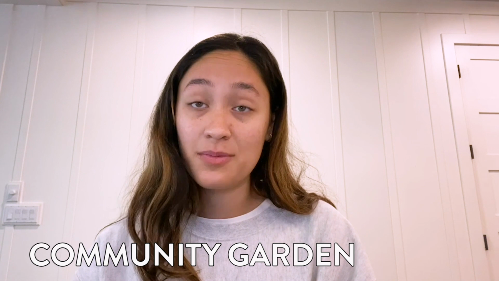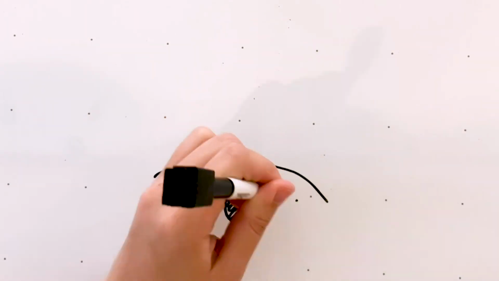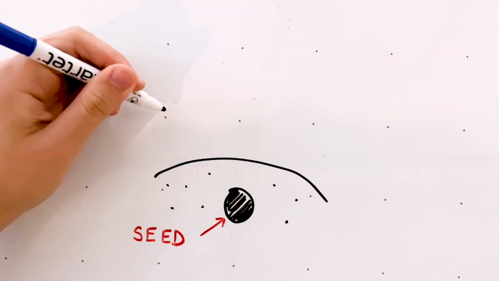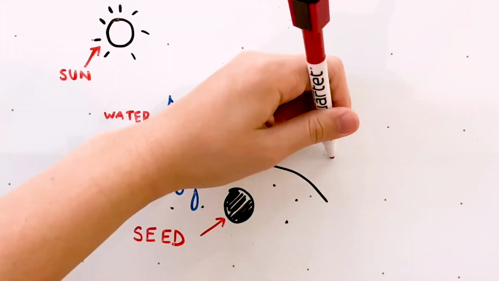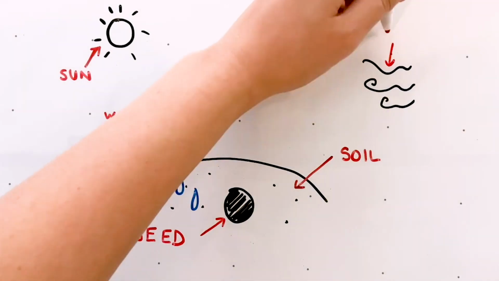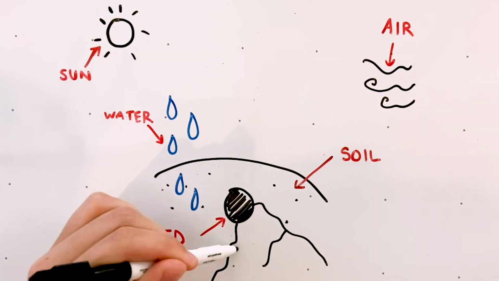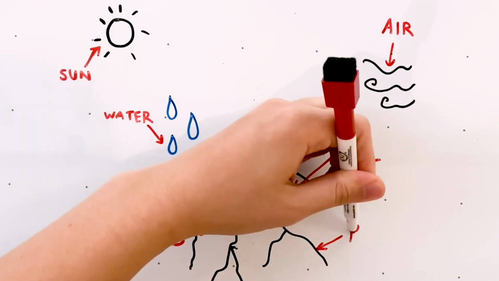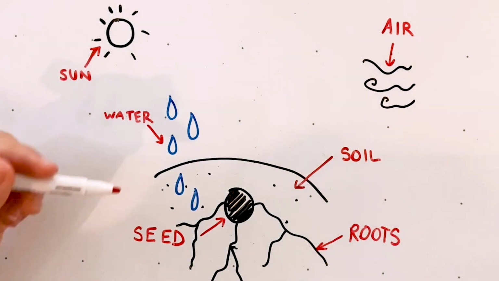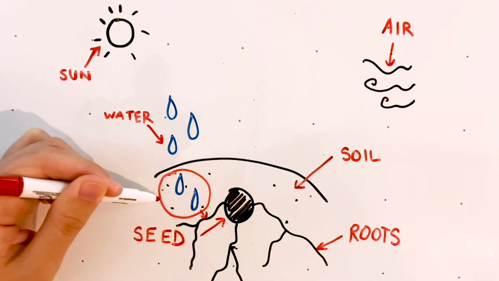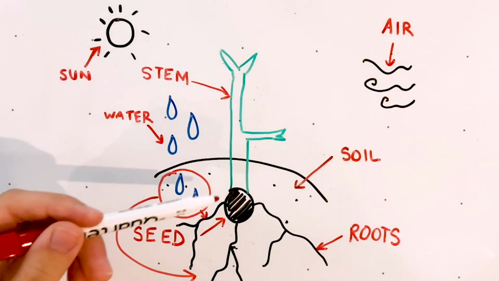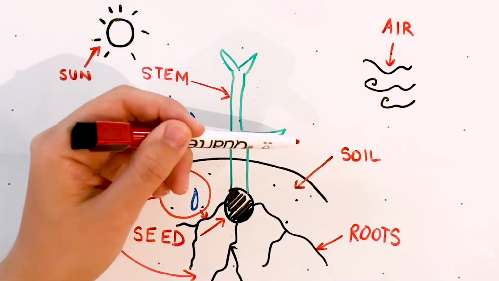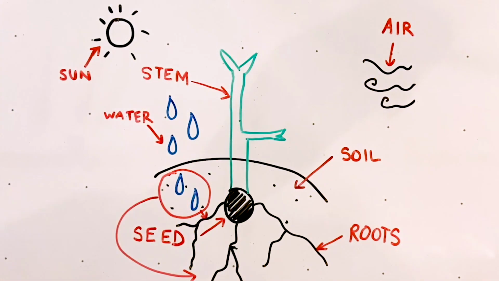But before we talk about community gardens and green spaces, let's quickly go over the parts of a plant. The life cycle of a plant begins from a tiny seed. Once the seed gets the essential elements of water, sunlight, nutrient-rich soil, and air, then it will sprout roots and begin to grow. The roots are important because they help the seed to get enough nutrients and water from the soil to grow the stem. The stem helps the plant to spread nutrients and water from the roots all over the plant.